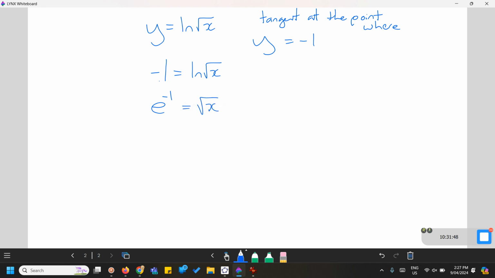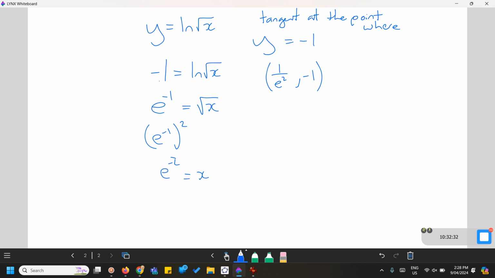Just thinking about the definition of a logarithm is the most simple way of going about that first step. If ln root x is -1, e has to be to the power of -1 to get root x. Therefore, to work out x, we square both sides. If we square e to the -1, we get e to the -2, and that would be equal to x. So our starting point is e to the -2, or 1 over e squared, comma, -1. All right, so we've got our point.